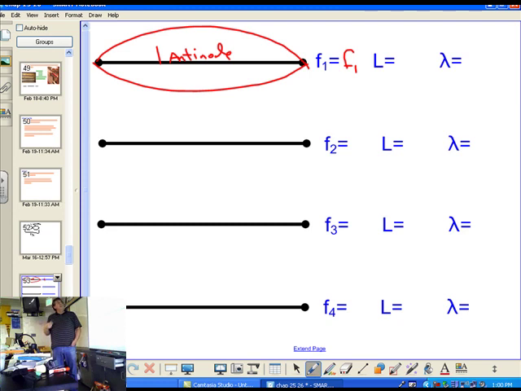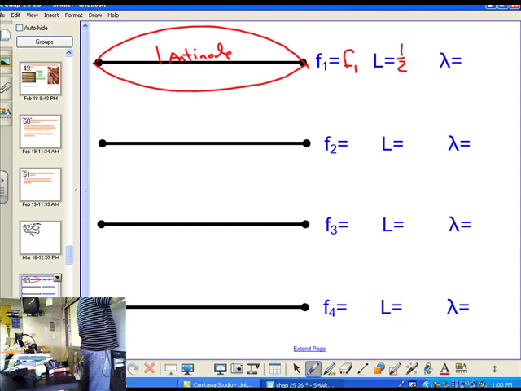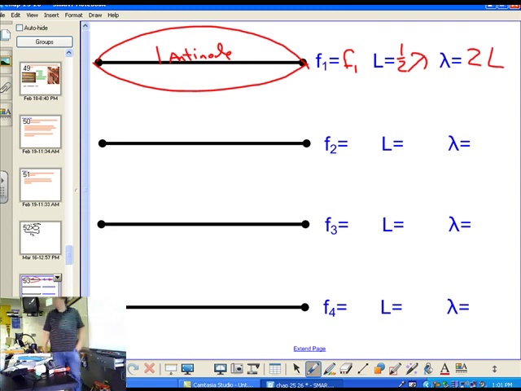How much of a wavelength is this? One antinode is how much of a wavelength? Half. That's half a wavelength. So the length of the string is 1/2 lambda. Lambda is twice the length of the string, which is our definition. We said that the wavelength of the fundamental frequency is twice the length of the string. That's the first one.